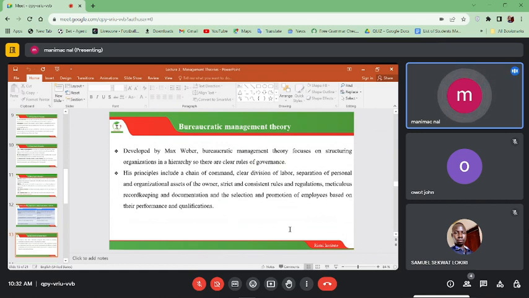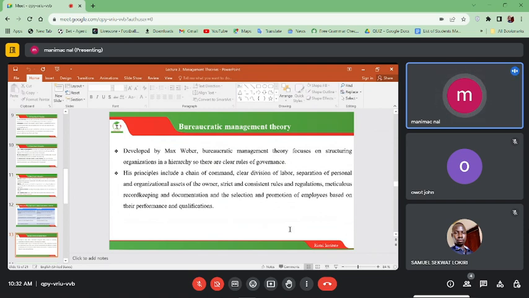Further still, we shall look at what we call the bureaucratic management theory. The bureaucratic management theory was developed by Max Weber, and it focuses on structuring the organization in a hierarchy so that there are clear rules that govern the entire organization or working environment. Weber also has principles, which include the following.